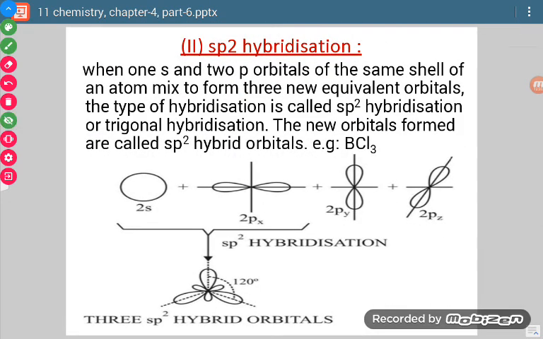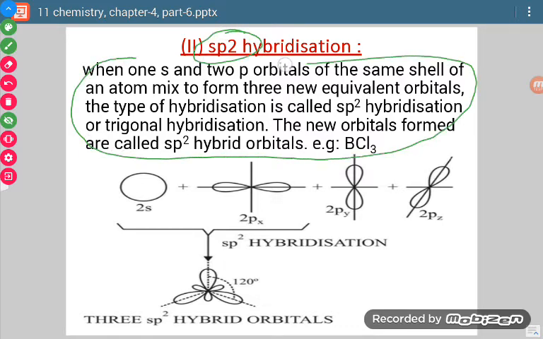Now let us come to sp2 hybridization. Again, the definition will always be the same. Okay, so what we will say? We will say that when one s orbital and two p orbitals combine to form three new hybridized orbitals, then those hybridized orbitals are called sp2 hybridized orbitals, and this hybridization is called sp2 hybridization.